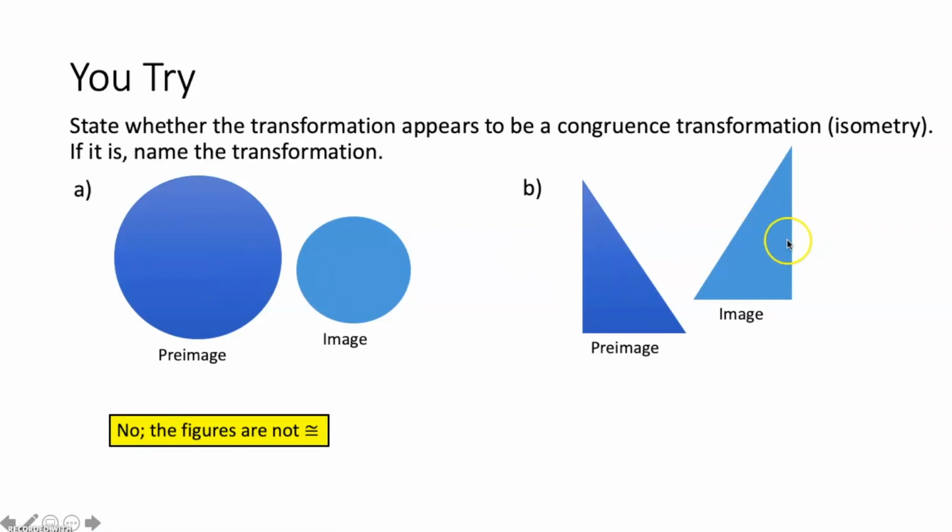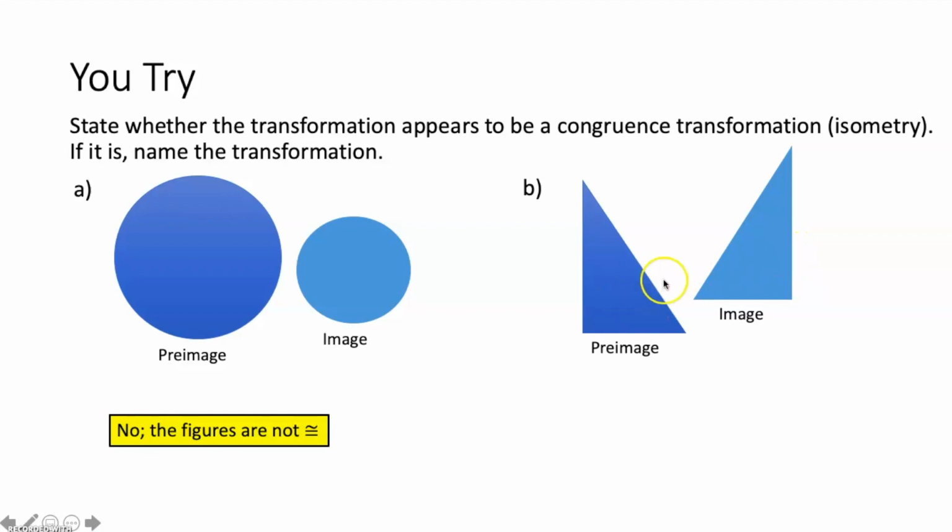Here, do these two figures appear to be congruent? So we're starting at our dark blue pre-image, this right triangle right here, and we're ending up at this light blue image over here, this right triangle. So first, do the corresponding sides and corresponding angles appear to be congruent? Yeah, they do. So these two figures appear to be congruent. Therefore, it would be a congruence transformation.